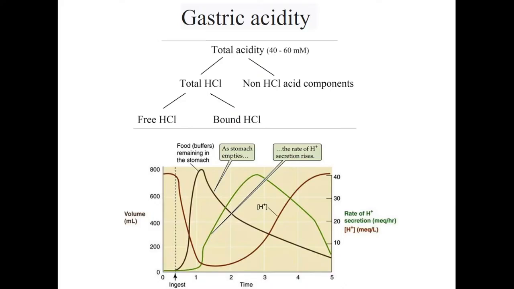And gastric acidity, now you can see a table of different variants. Total acidity is up to 60 millimole per liter. Less than 40, from 40 to 60. Less than 40 is hypoacidosis, more than 60 is hyperacidosis. And acidity depends on HCl plus any other non-HCl acid component, but mainly HCl. And pH depends on free HCl. But free HCl can be sharply decreased after feeding.